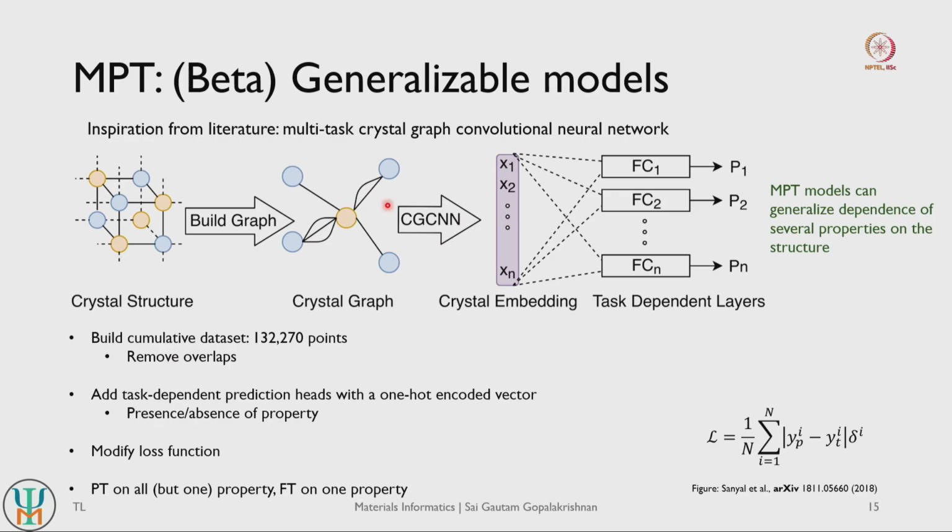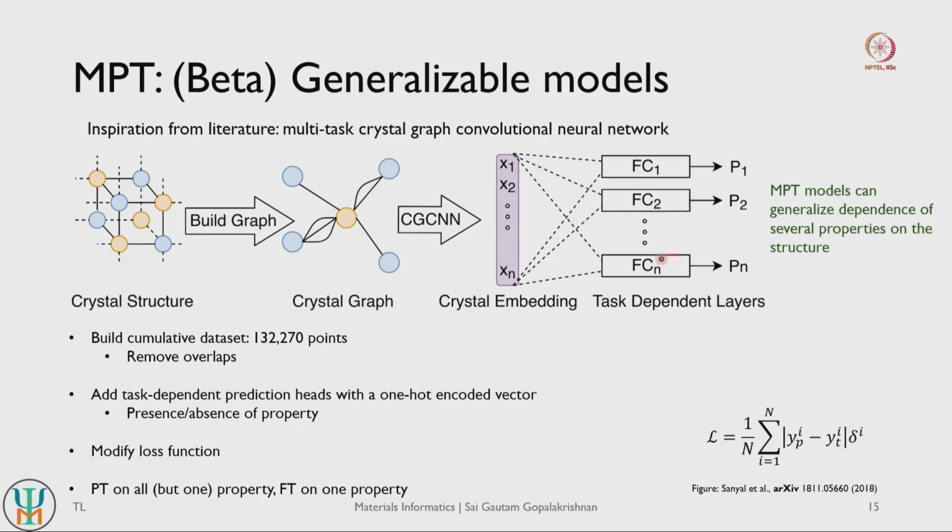So to build models that are trained on multiple properties in one go, we first built a cumulative data set of all the data points that we had, right. In the previous exercise of pair-wise transfer learning, we considered 7 different data sets. So we built a cumulative data set consisting of all the 7 different properties for a given structure, and that leads to about 132,000 data points, right. Many of these data points have overlaps, so we removed overlaps to ensure that each structure is mapped uniquely to all the different properties that are available, either computed or experimentally measured.